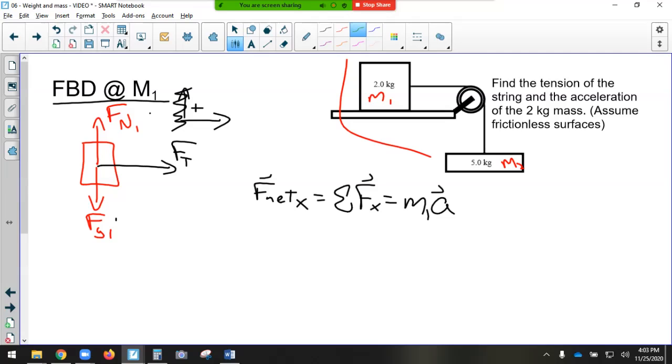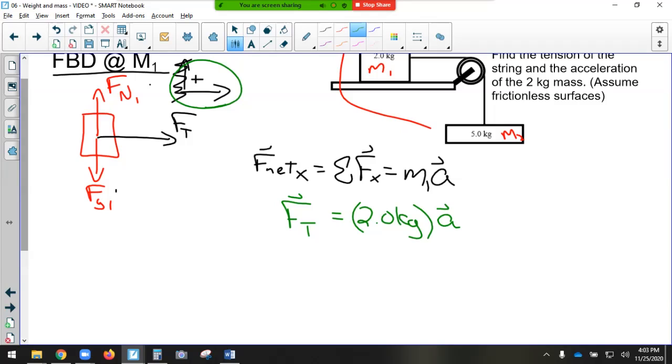Now there's only one force horizontally, so this one's straightforward. My tension vector should be equal to mass 1, which is 2.0 kilograms, times the unknown acceleration. That's all I can do right there because I don't know any other information other than the fact that if I'm going to define to the right as positive, I can remove the vector symbols. So because I know I'm going to the right, I'm just going to write my tension as a positive number. Mass just stays the same.